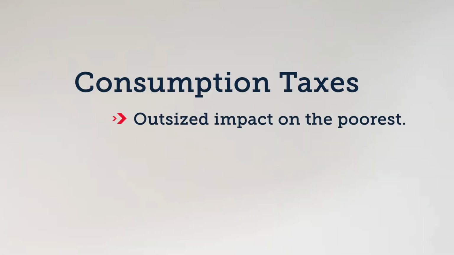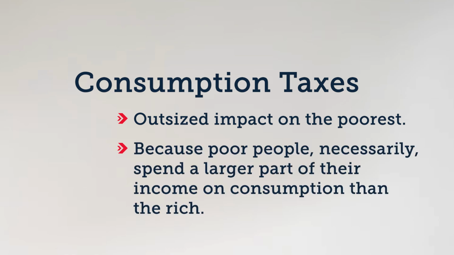Indirect taxes are very efficient for generating government revenue because they capture a large number of taxable transactions. They can also be used to discourage certain harmful behaviours like pollution. But they're also regressive. For example, consumption taxes have an outsized impact on the poorest because poor people necessarily spend a larger part of their incomes on consumption than the rich.